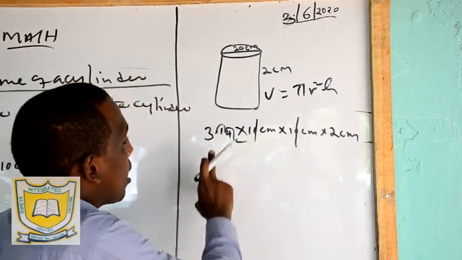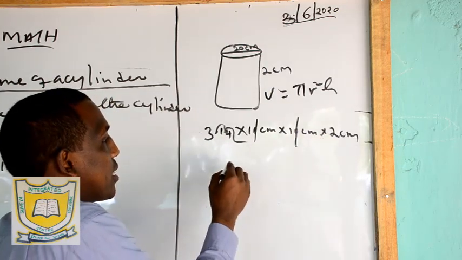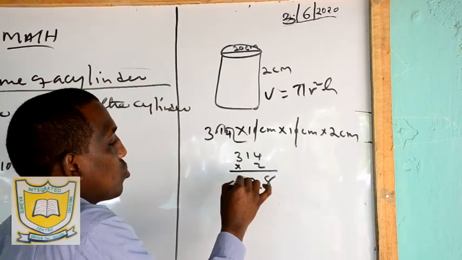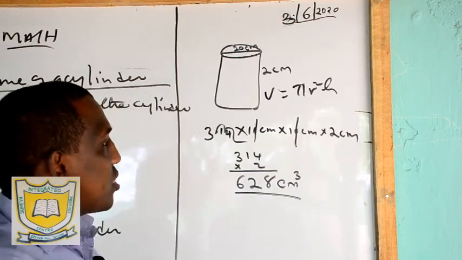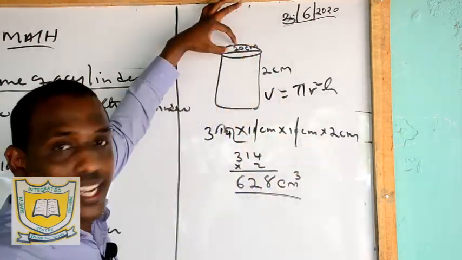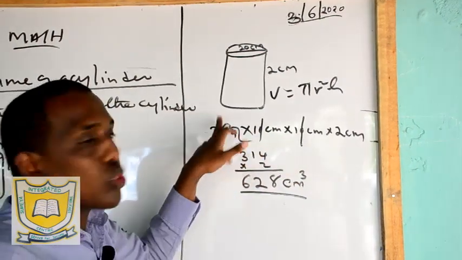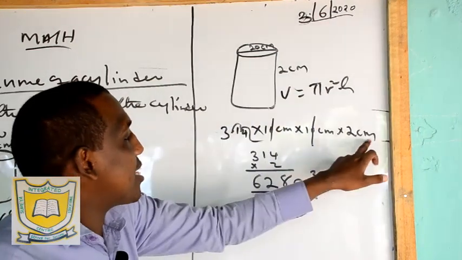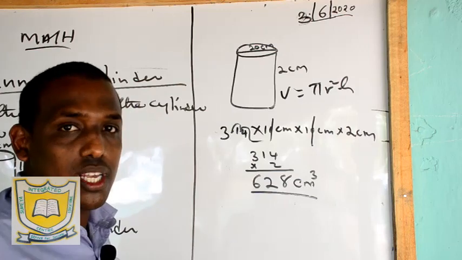So what is remaining now? 314 times 1 times 1 times 2. You will get 314 times 2, which is 628 centimeters cubed volume. πr²h, the radius is 10 because this is the diameter, times 10 times 10. You cancel the zeros to remove the decimal, so you remain with 314. 314 multiplied by the height of 2, you will get 628 centimeters cubed. So that is how we find it.